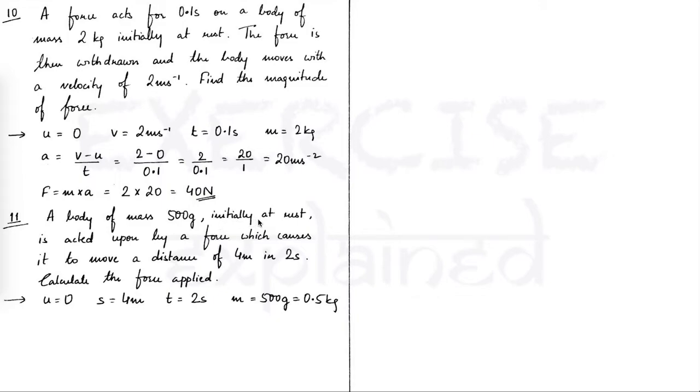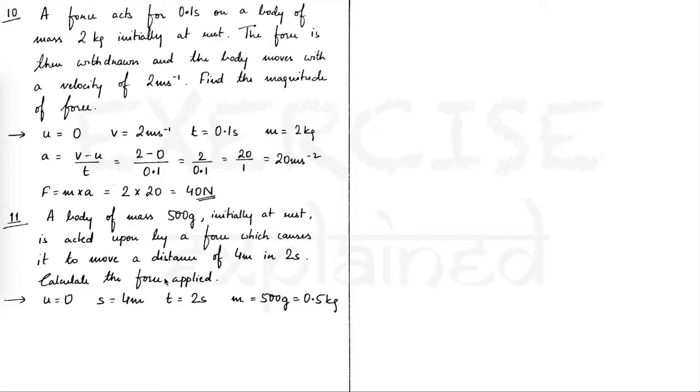So initially at rest, that means initial velocity is 0, is acted upon by a force which causes it to move a distance of 4 meters. So distance is 4 meters. That means I will take S as 4 meters. Time is given as 2 seconds. So it takes 2 seconds to move 4 meters.